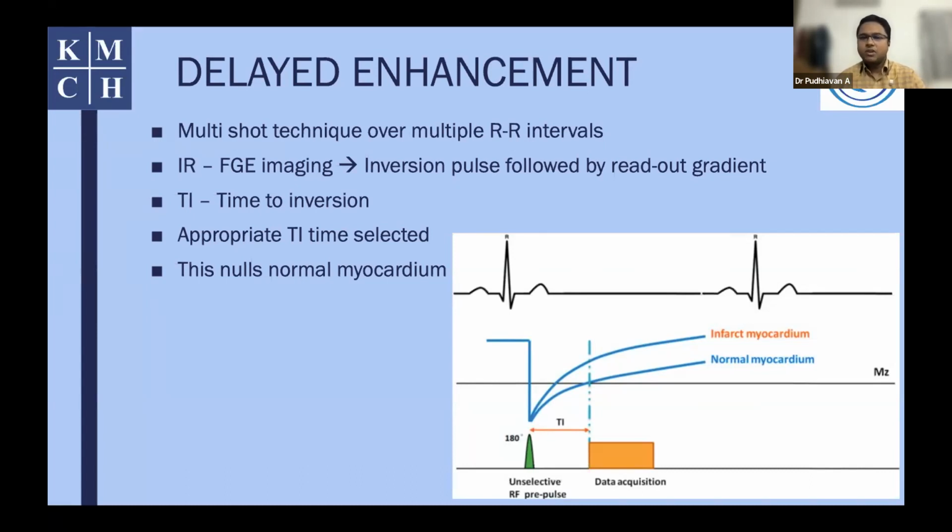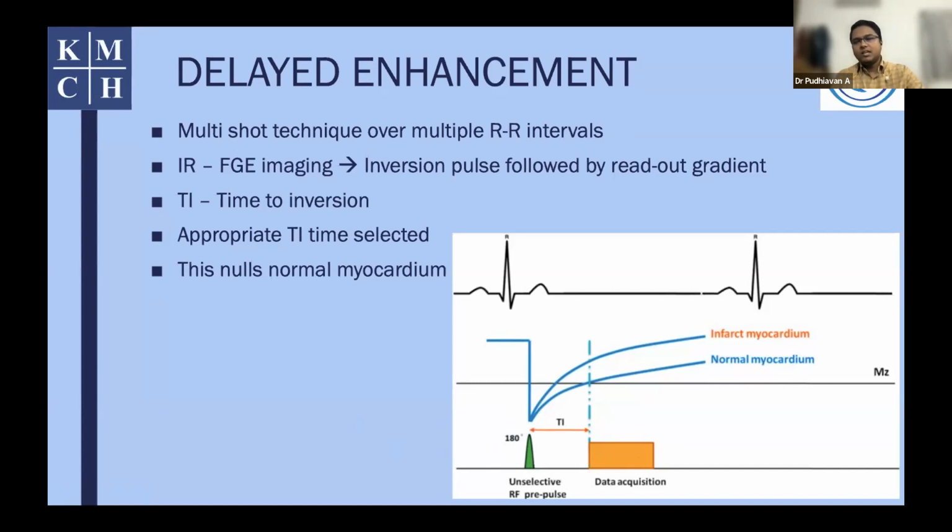So here what we use is again a fast gradient echo sequence, but with an inversion pulse. So here there is a 180-degree inversion pulse, which is followed by a readout gradient. And the time gap between the 180-degree inversion pulse and the readout RF pulse is the inversion time. So this inversion time is given so that the signal from the normal myocardium is nulled, so that the abnormal myocardium or the scarred myocardium is seen much better.